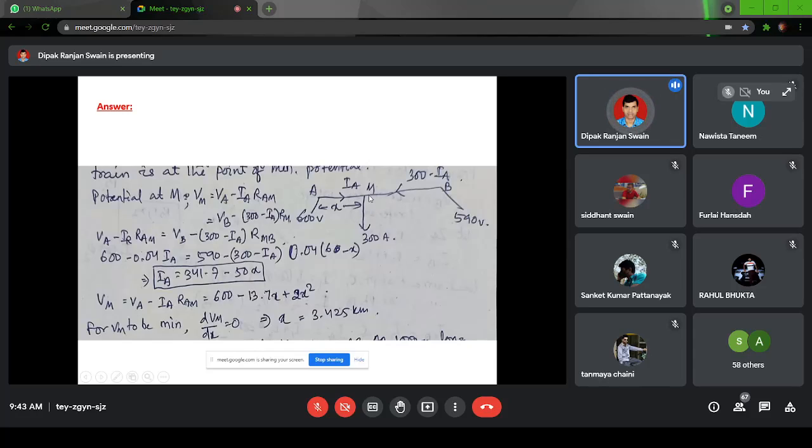Okay. Now once you have this distance, you can put it in either of these equations to calculate the value of VM, either VA minus RAM or VB minus this one, and find out the value of minimum potential. Clear? Those who have not written, quickly write down, then I will go to the next problem.